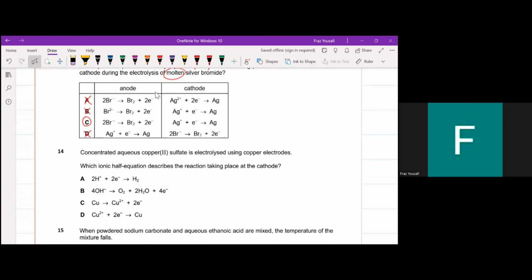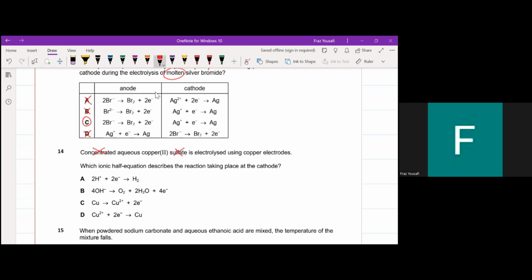All right, question number 14. Concentrated aqueous copper(II) sulfate is electrolyzed using copper electrodes. They want to know what would be happening at the cathode. So, first things first. I technically don't need that word at all. It doesn't really need to be concentrated, but nonetheless.